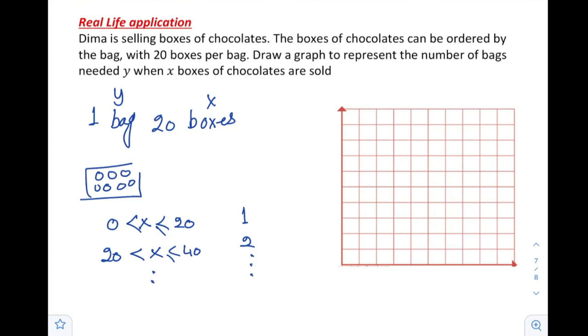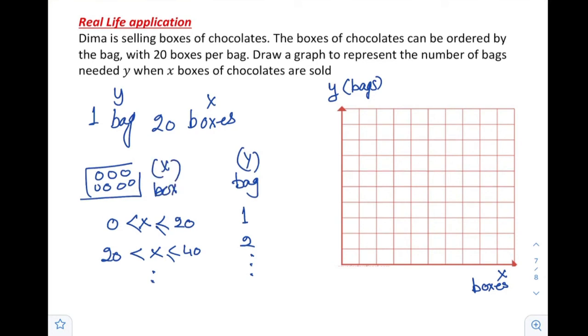So here your Y will be the number of bags. Your X here will be the number of boxes. So the bags are Y, and the boxes are X. Here we can divide the scale for the boxes as 0, 20, 40, 60, 80. And for Y, the number of bags, 1, 2, 3, 4, 5. So we have to understand the problem first, so we know how to draw it.